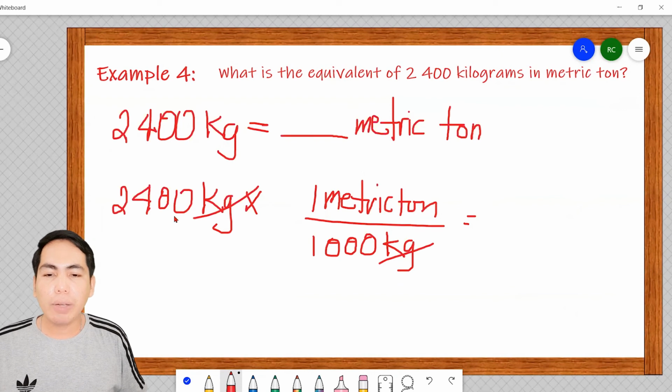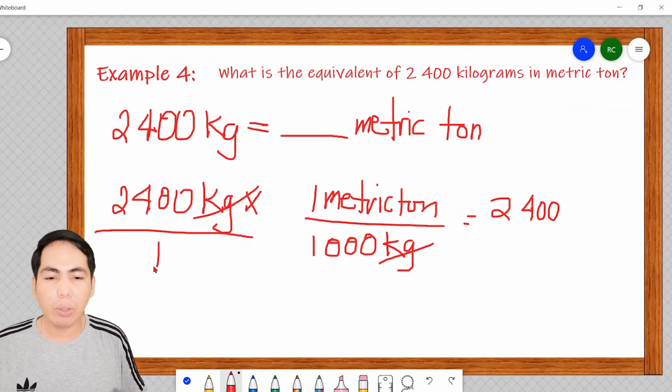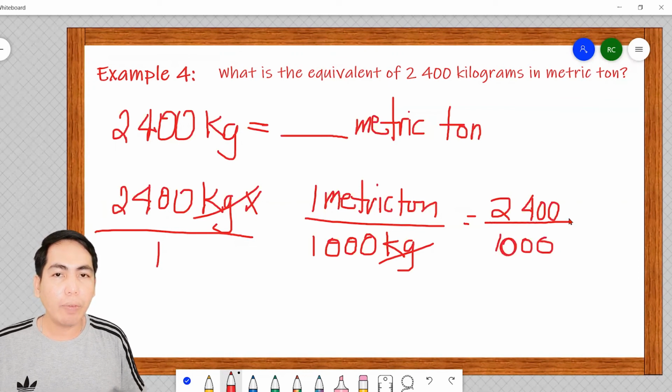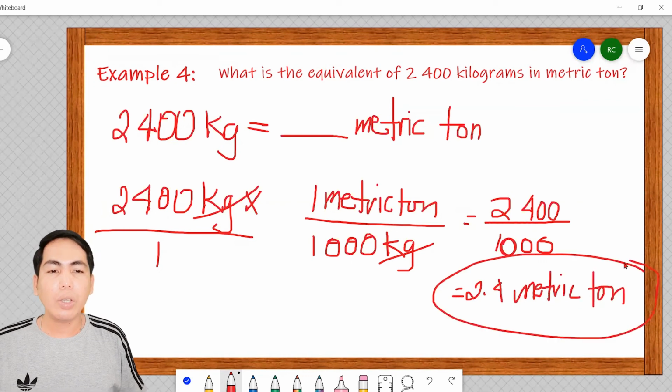So 2,400 times 1 will give us 2,400. And since 2,400 is understood to have a denominator of 1, 1 times 1,000 will give us 1,000. So 2,400 divided by 1,000 will give us 2.4 metric tons. So in other words, 2,400 kilograms is equivalent to 2.4 metric tons.